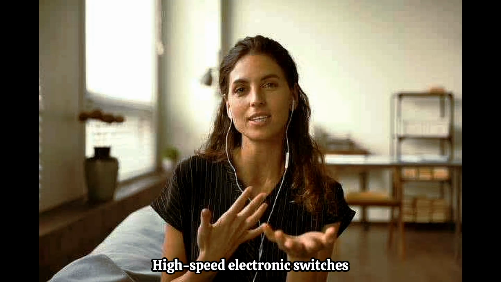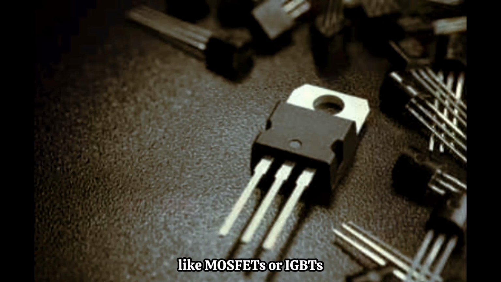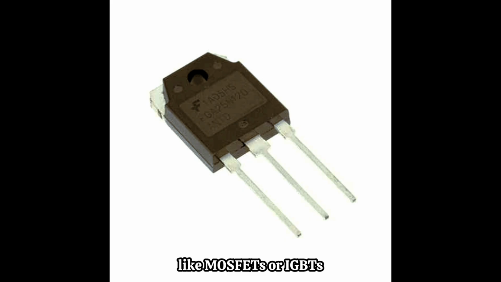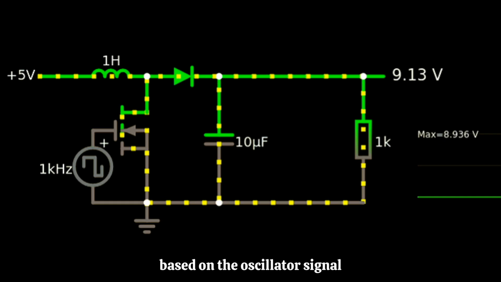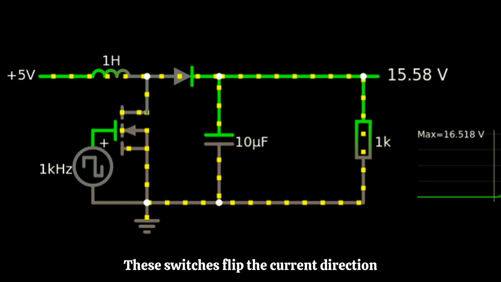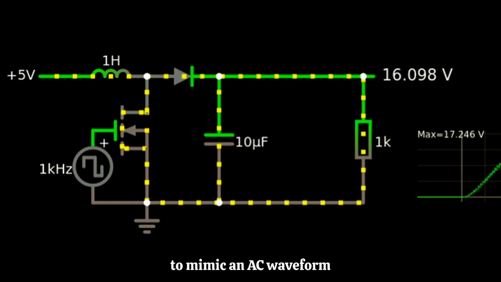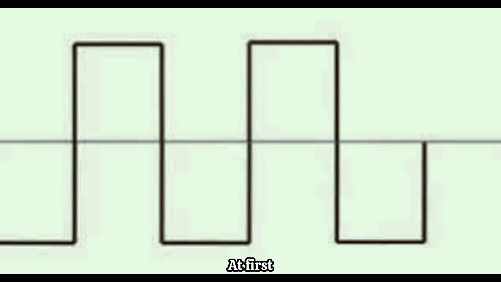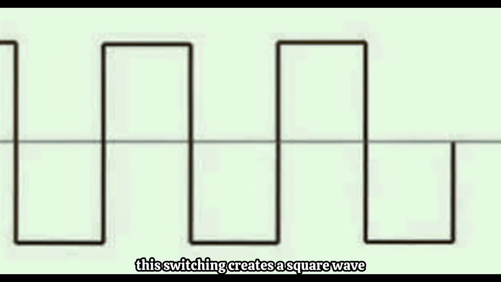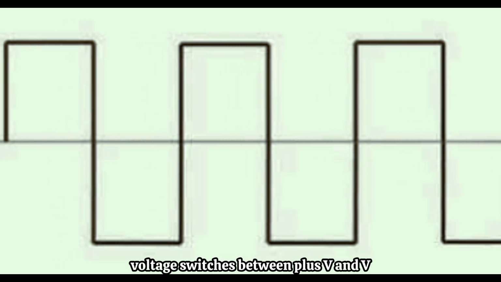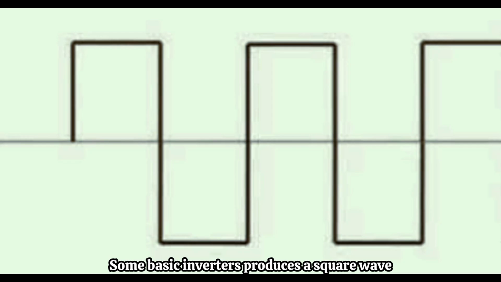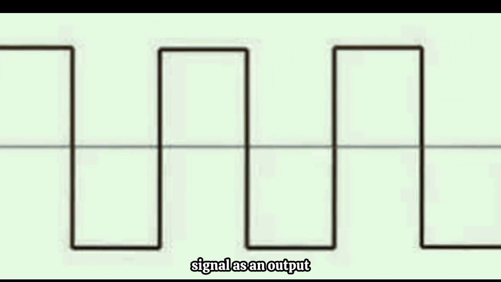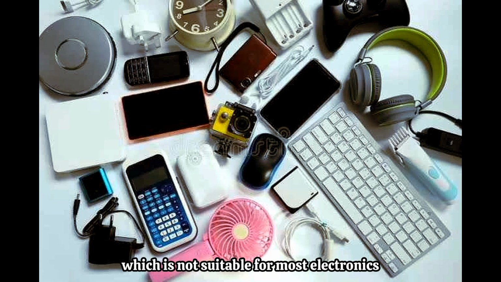3. High-speed electronic switches, like MOSFETs or IGBTs, are used to turn the DC power on and off rapidly, based on the oscillator signal. These switches flip the current direction to mimic an AC waveform. At first, this switching creates a square wave, where voltage switches between +V and -V. Some basic inverters produce a square wave signal as an output, which is not suitable for most electronics.